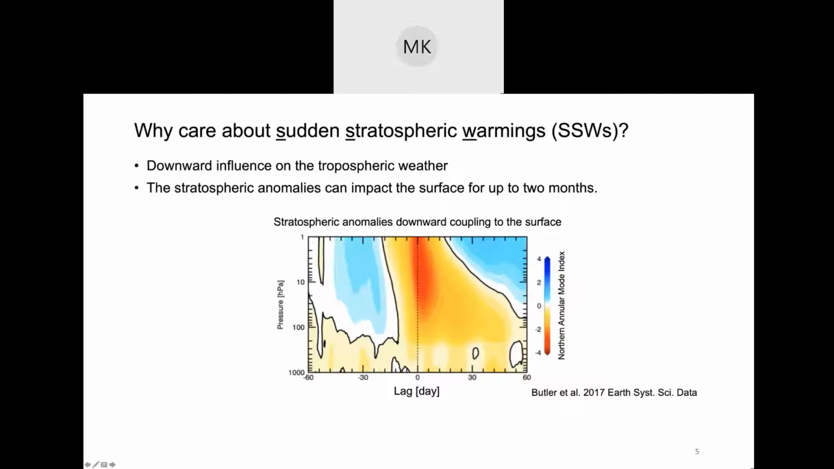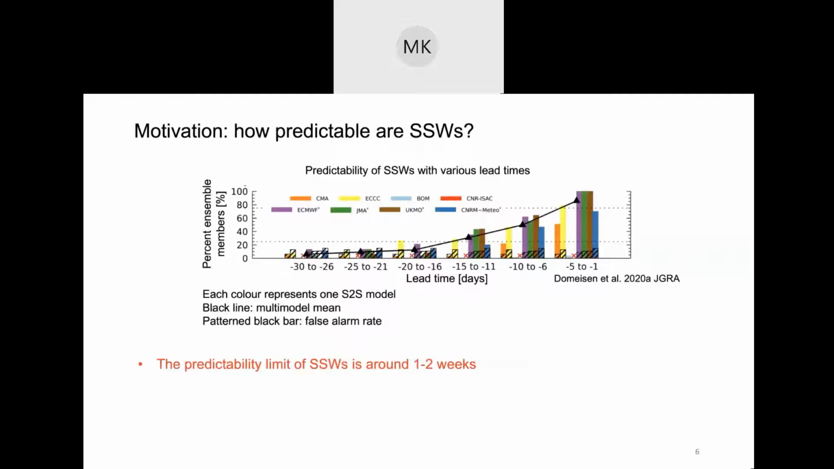The x-axis shows the days before and after the SSWs, and the y-axis shows the pressure. And the dashed line shows the first day of the event. As you can see, the anomalies can reach the surface, and the impact lasts from weeks up to 2 months after the onset of the event. Because of this, SSWs are thought to be an important source of predictability for the tropospheric weather. However, SSW itself is difficult to forecast.